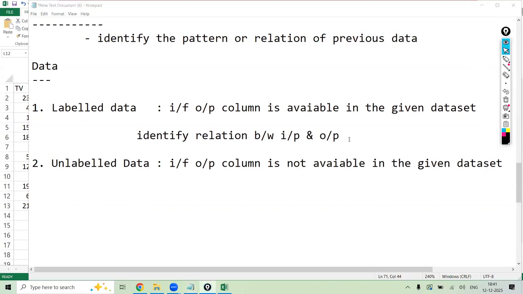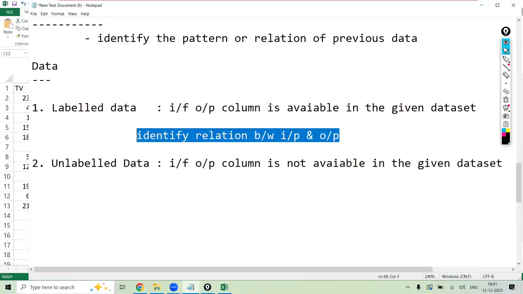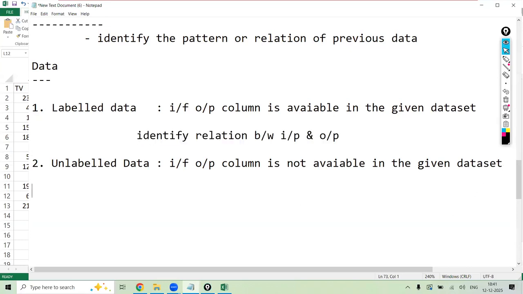Then in this case, instead of identifying the relation, we'll identify the pattern. We'll identify the pattern, not relation. Identify the pattern between input only, because there is no output now. If there is no output column, we will identify the relation between the input only.